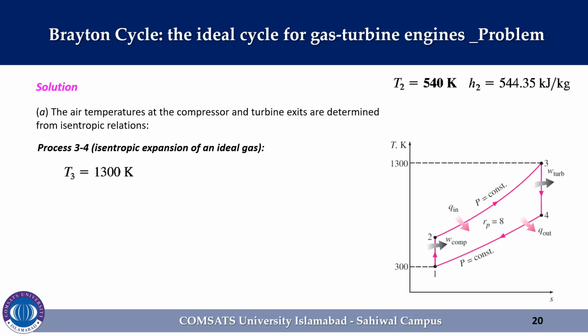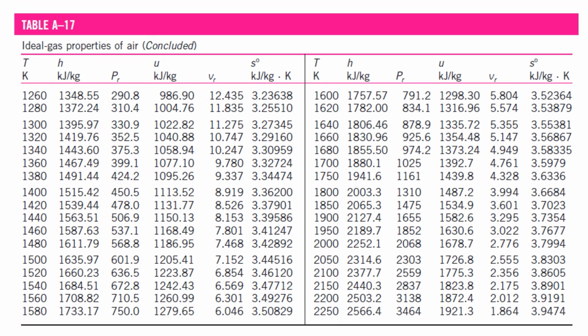For this we have to move on to table A17. Here at table A17, that is actually the table for ideal gas properties of air. At 1300 Kelvin the relative pressure is 330.9 and enthalpy is 1395.97 kJ per kg. So note down these values.